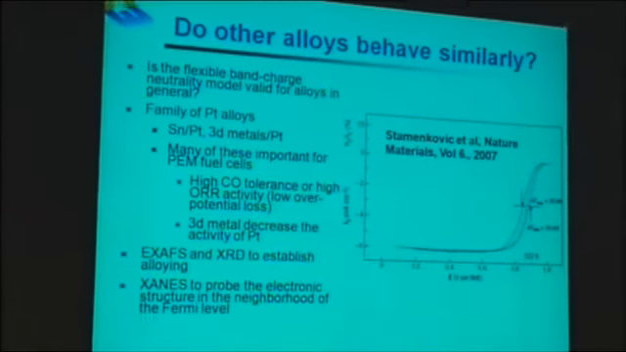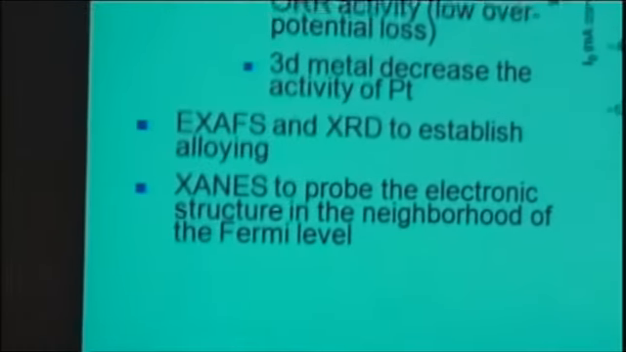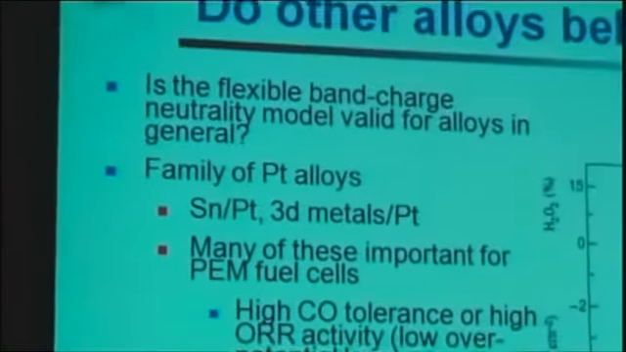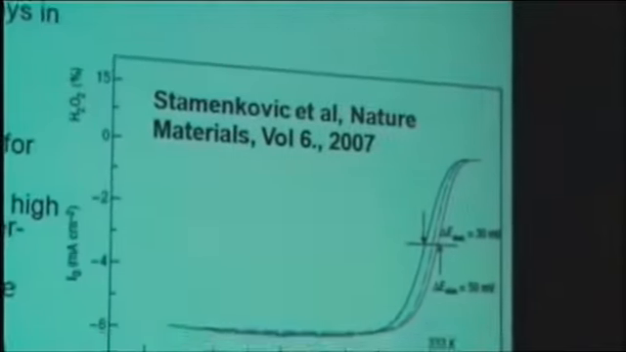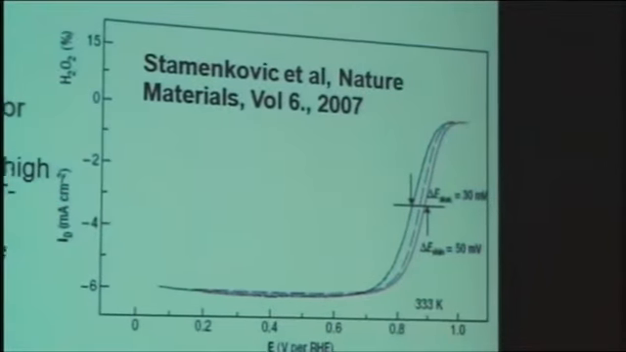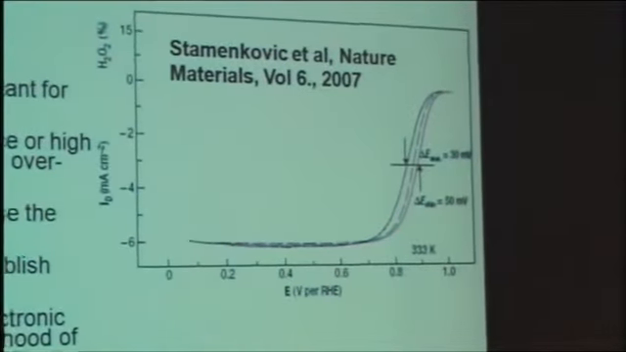However, the question is whether this is a universal observation. So in order to answer this question, we moved to a family of platinum alloys, and we mainly studied Sn platinum alloy and also various combinations of 3d metals and platinum. These combinations of 3d metals and platinum are very good electrocatalysts for low temperature fuel cells. And the reason why they're good is because they bind adsorbates less strongly.